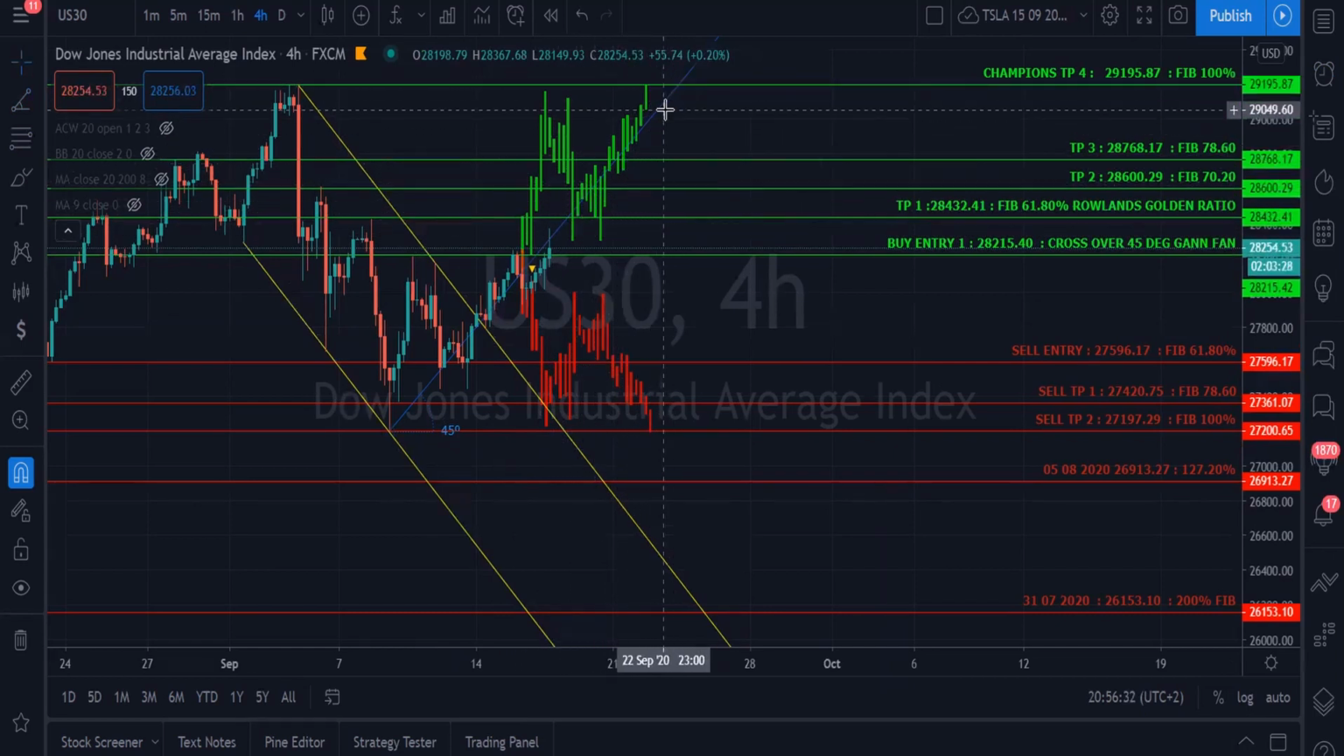Right here, I have a trade that was triggered at 28,215.40 because my price crossed over my 45-degree line. Right here, which is my 45-degree line, can you see that? Yes, I can. And this was my buy entry line. So right here, it crossed over and it triggered my buy limit. And I'm expecting that. See, there's a wick that's almost here.